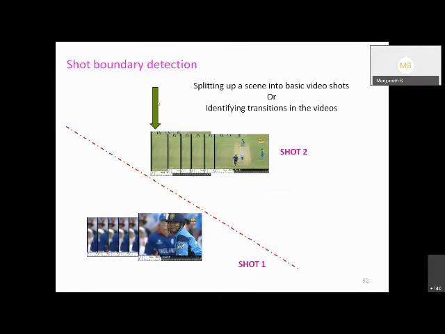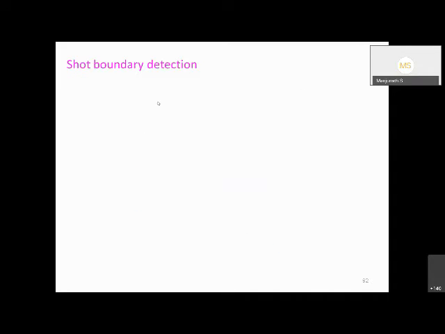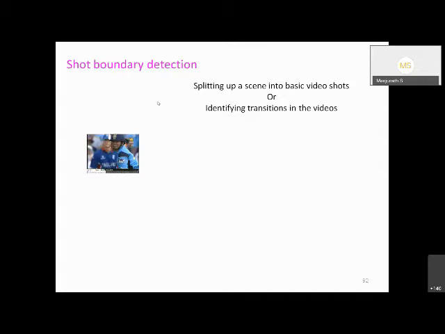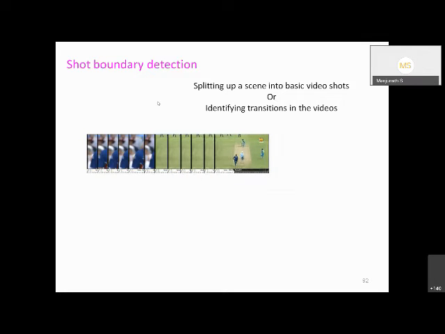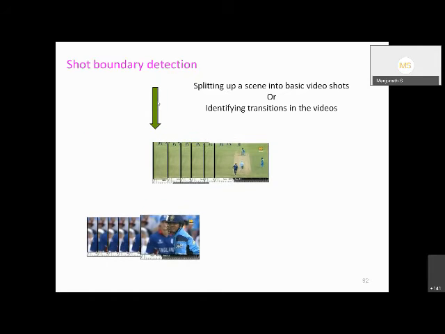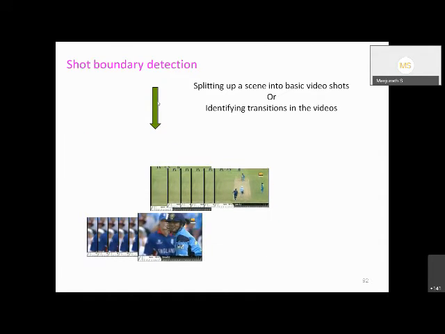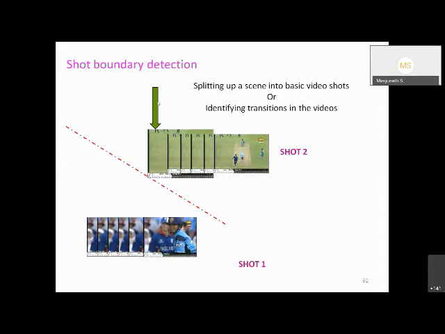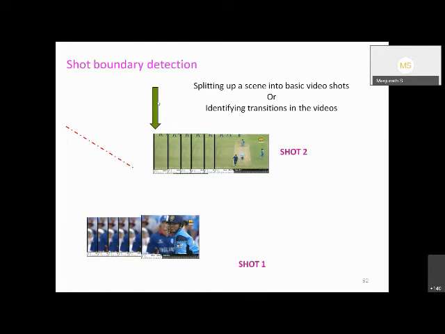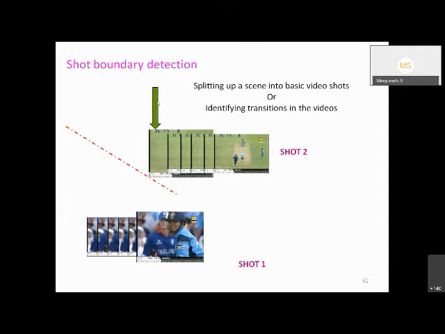So, shot boundary detection. It's a process of splitting a scene into basic video shots. We will be having continuous frames coming. We need to do the analysis, identify the boundary, and split the entire set of frames as shot one and shot two. That is what shot boundary detection is. This is an example of a cut, but if it is gradual transitions, it will be very difficult.